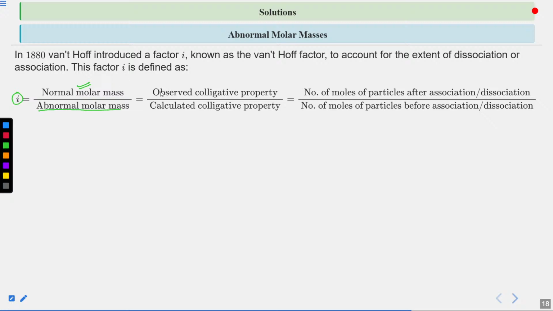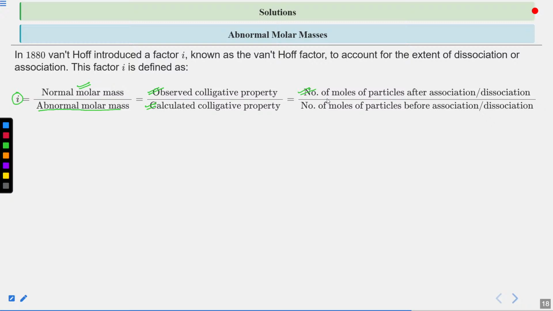The second definition would be observed colligative property. If you do not consider association and dissociation, you will get the calculated one, and the one which you get experimentally is the observed one. So it is the experimental colligative property divided by the calculated colligative property. And the last one is the number of particles after dissociation divided by the number of particles before dissociation. So these three formulas can be applied to calculate i.